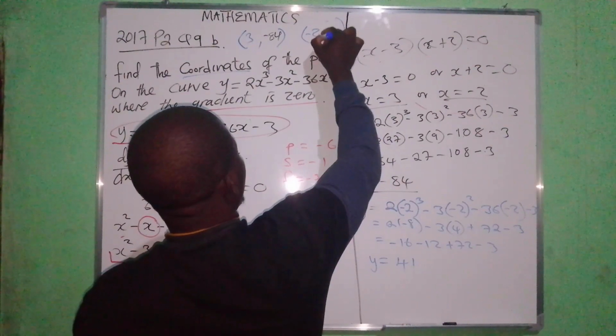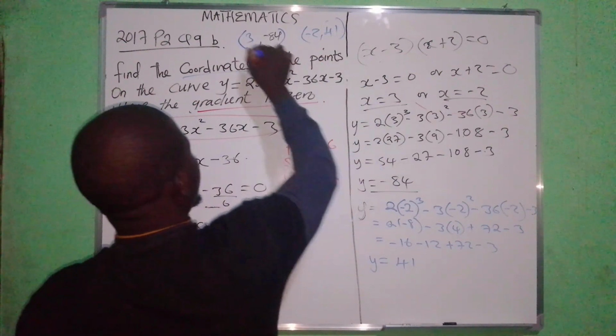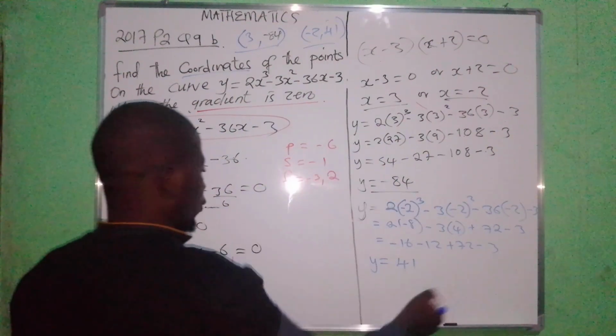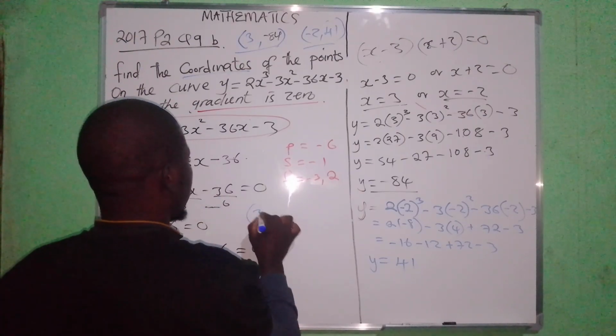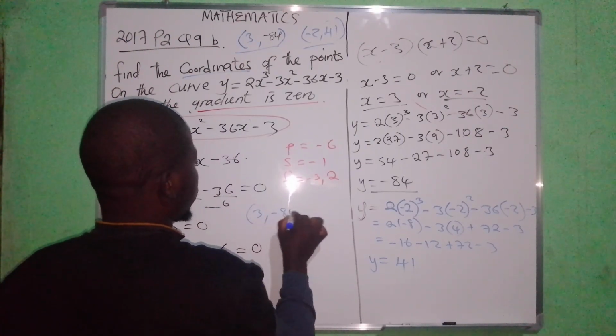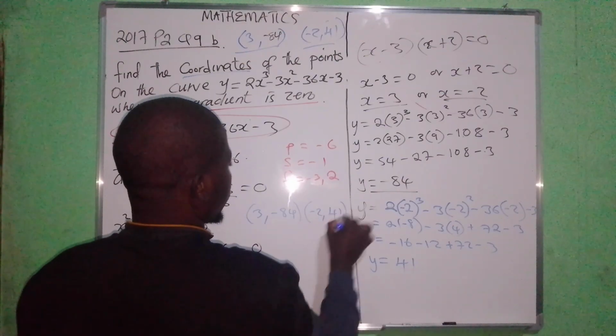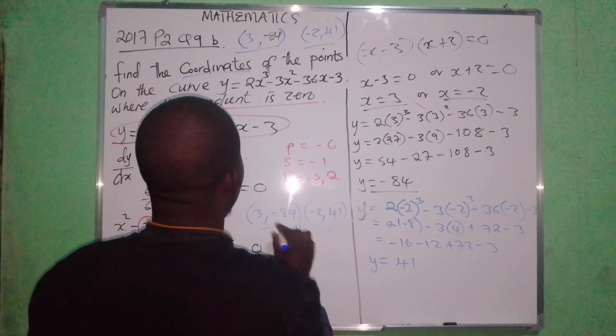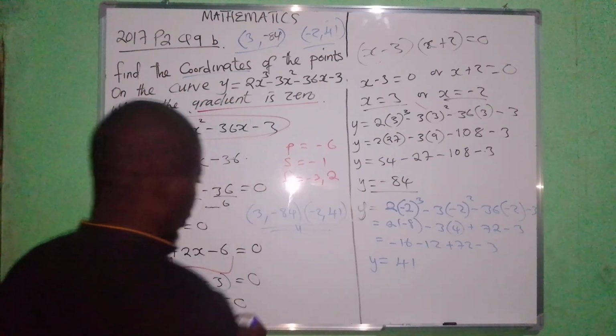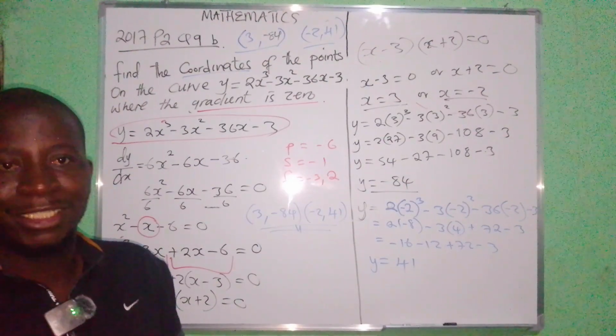So here it is, negative 2, comma 41. So these are the coordinates. We write them as 3, comma negative 84 and negative 2, comma 41. Coordinates of the turning point or where the gradient is 0. Thank you very much. We end here.